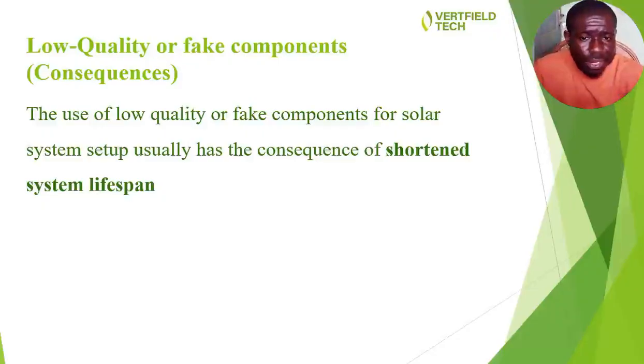Consequences of low quality or fake components is shortened system lifespan. That is, your system that is supposed to last for 20 years, take for instance, your solar panels are supposed to last for 25 years. Because it is fake, it is going to be running for maybe 10 years, 15 years, and it dies off. For your batteries that are supposed to last for 4 years, under 6 months, you must have changed your battery twice. That simply means that you are buying fake batteries all the time. Please, like we said earlier, try to always patronize approved and trusted, reliable vendors.